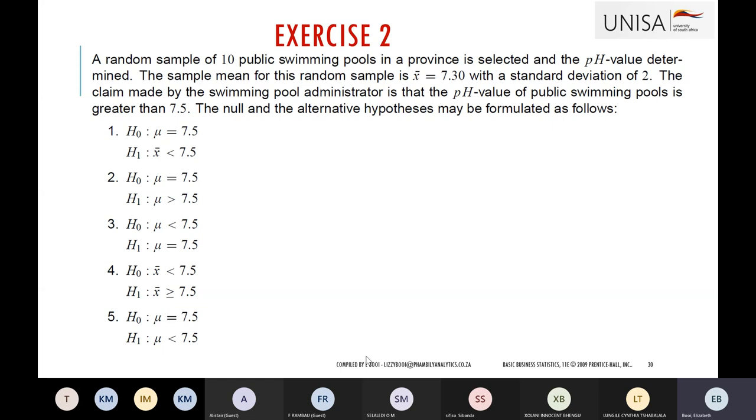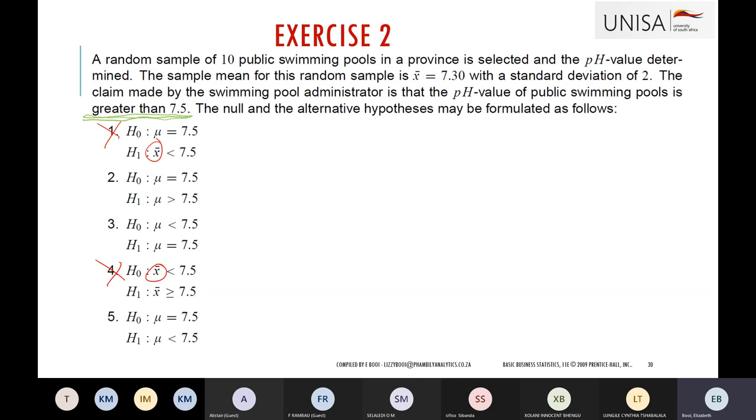Quiet. Okay, so you've read the statement. The only thing I'm going to read is the end part, which says that the pH of the swimming pool is greater than 7.5. The null and the alternative hypothesis will be... What you need to always remember is you can use a process of elimination when you look at questions in the exam or assignment as well. Your null and alternative hypotheses we always state with respect to the population parameter. So everywhere I see the sample mean, I will know that is incorrect. Process of elimination.